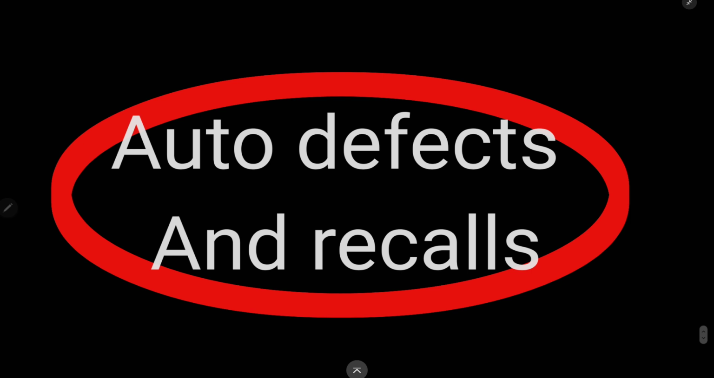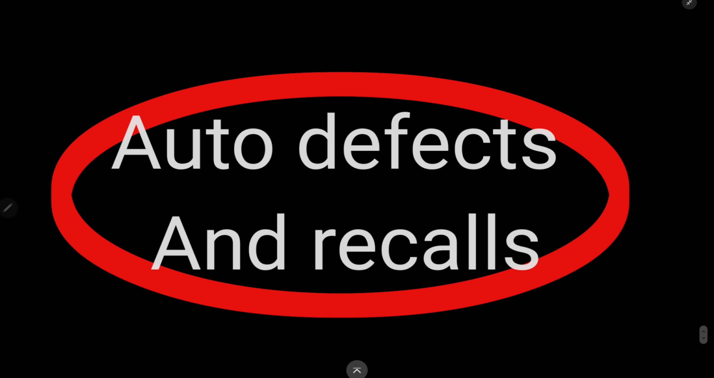The importance of recalls. What is a vehicle recall? A recall occurs when a manufacturer or regulatory agency, such as the National Highway Traffic Safety Administration, identifies a safety-related defect in a vehicle. Once the defect is confirmed, the manufacturer issues a recall to fix the problem, often at no cost to the vehicle's owners.